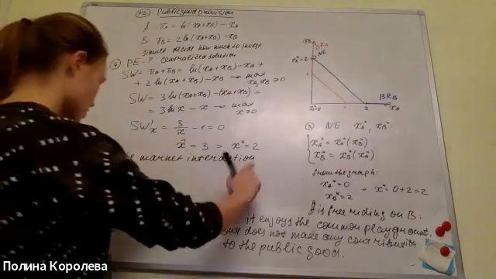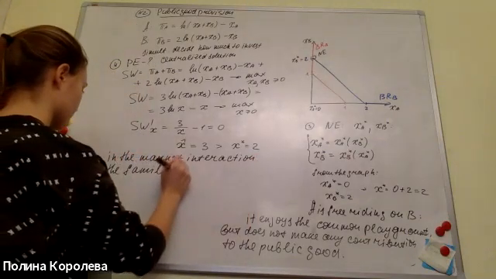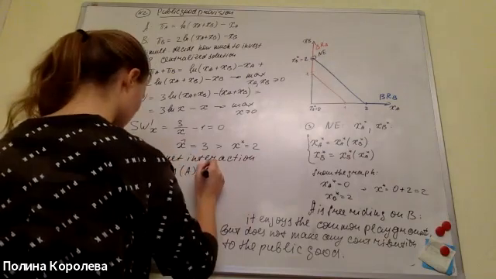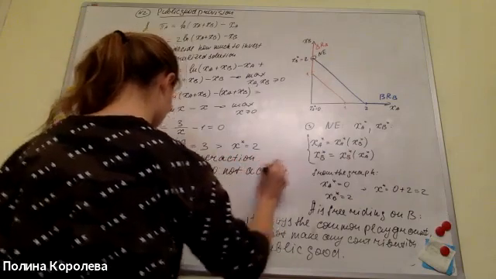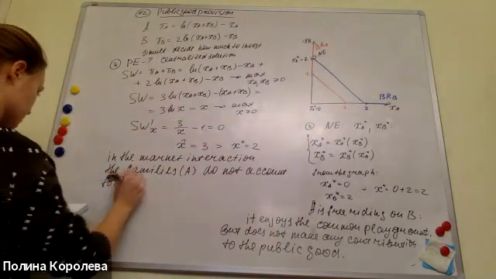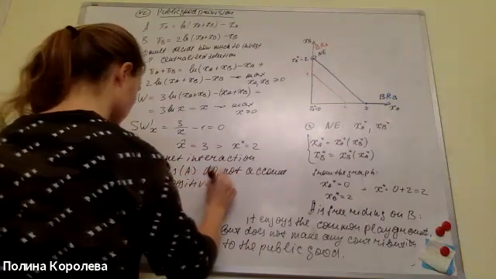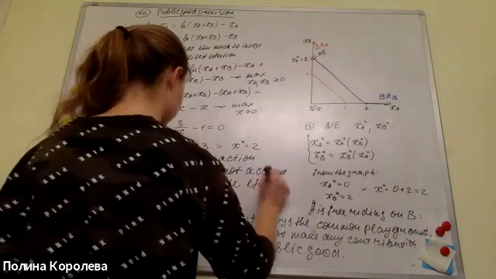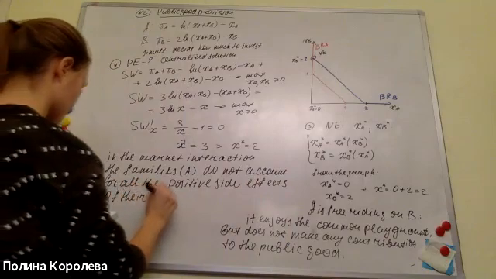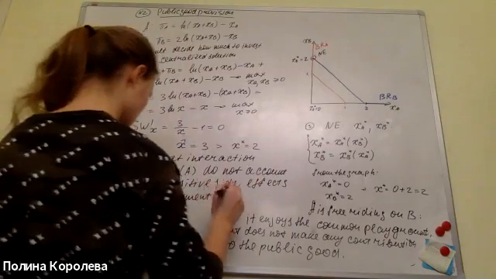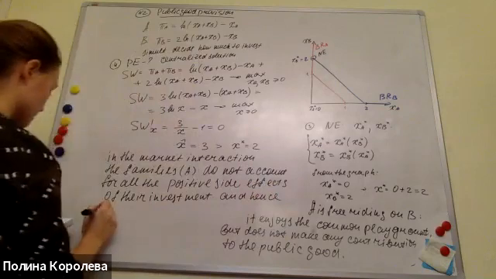Let's write down. In the market interaction, the families, for example A, do not account for all the positive side effects of their investment, and hence underinvest.